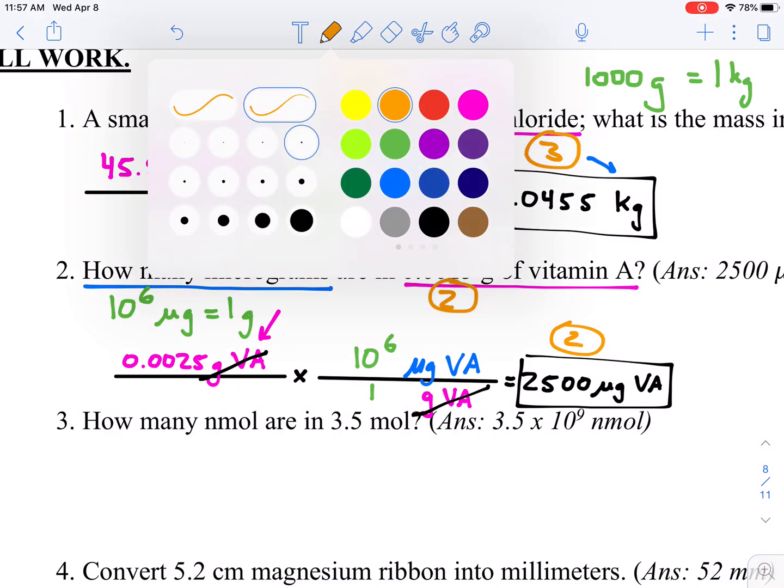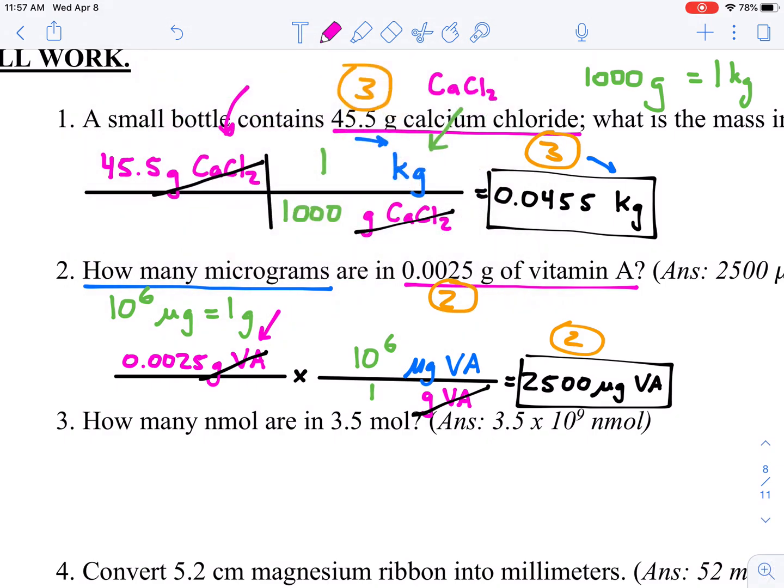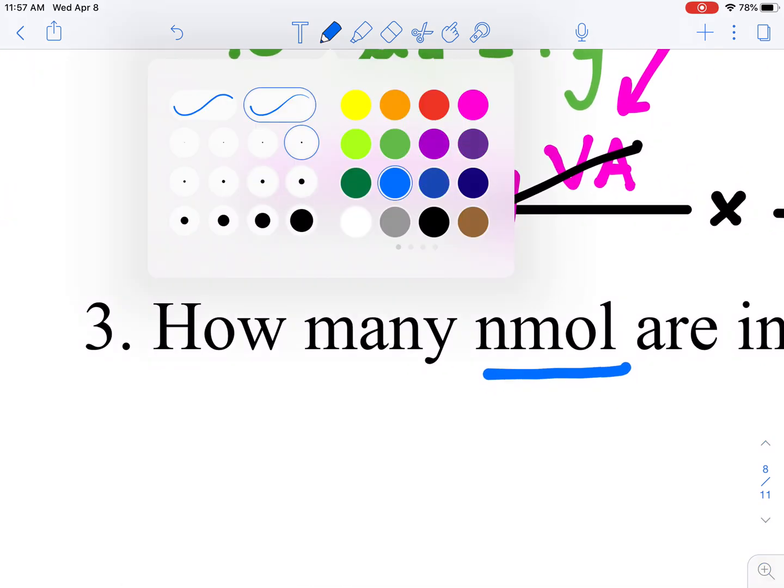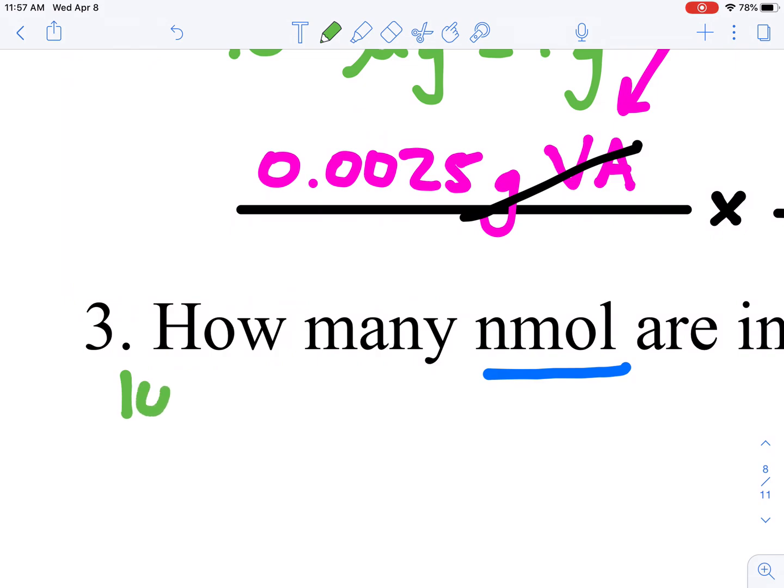All right, let's try another. We are going to start with 3.5 moles. We don't know what a mole is yet, but it's just a unit that we can cancel out. We want to get to n mole, which stands for nanomoles. If you look to your metric prefixes, there are 1 times 10 to the 9th nanomoles in 1 mole. We'll utilize that to our advantage.